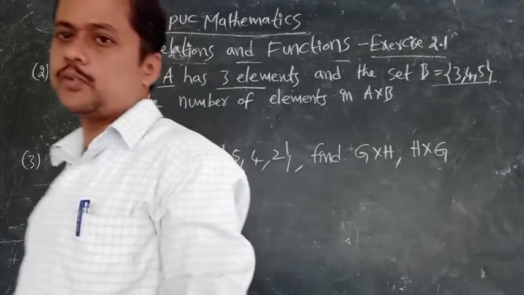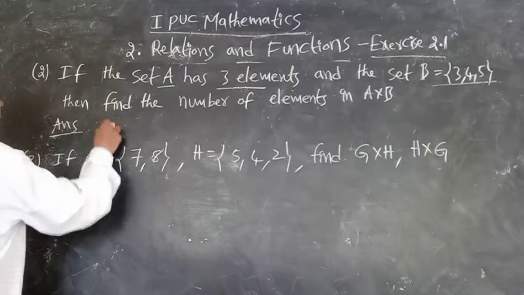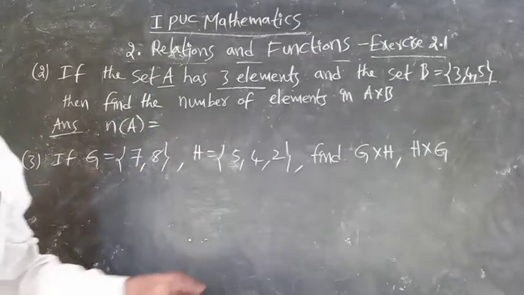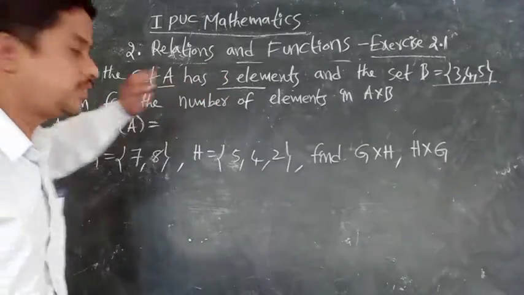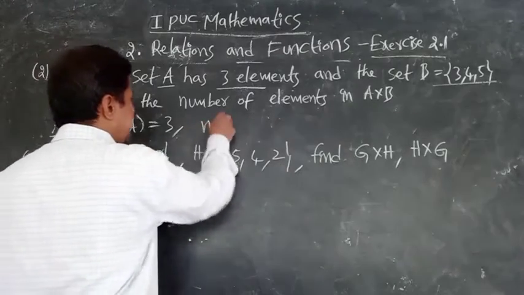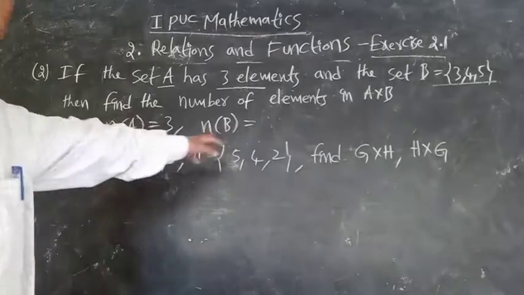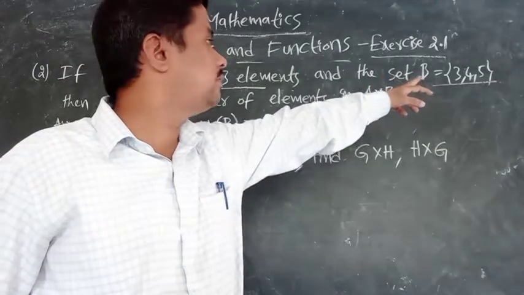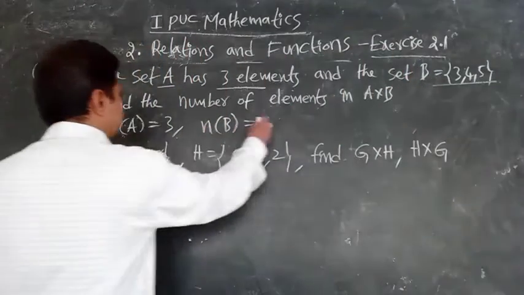We already told one formula. So how can you write the answer? N of A is the number of elements in A. The number of elements in A is 3. Next, N of B is equal to the number of elements in B. See, 3, 4, 5. How many elements? Three elements only. So N of B equals 3.